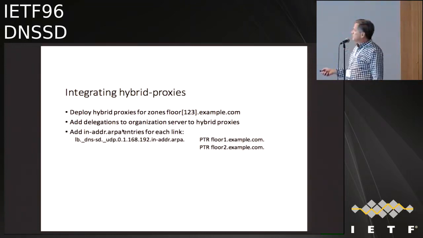So we deploy hybrid proxies on all 3 floors. We put the delegations of the organization servers, and we add these entries for each link. Okay? So we've got the browsing domain link for subnet 1, which I'm assuming is on floor 1, and it gives back 2 PTR records, floor 1 and floor 2. That means that any device that's on this link, which is on floor 1, will get back this list of 2 search domains.